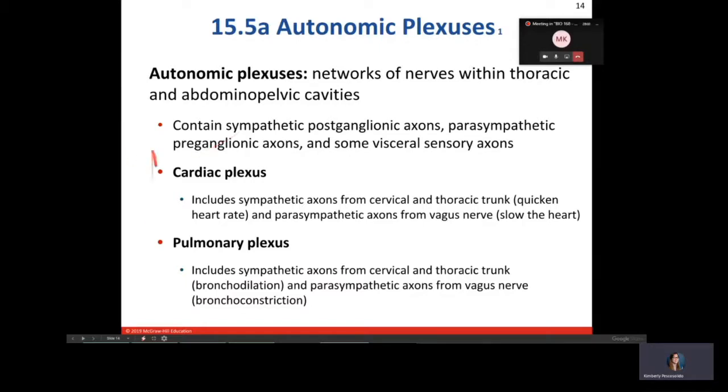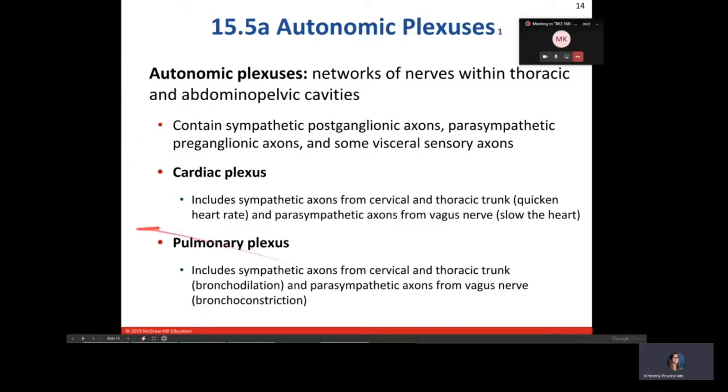So the two really important ones that we'll mention are the cardiac plexus and the pulmonary plexus. And I'm not going to have you learn all of them right now. As we go through the different body systems in 169, we'll talk about the different nerves that are affected with each body system. But the cardiac ones and the pulmonary ones are pretty important for the lungs and the heart.